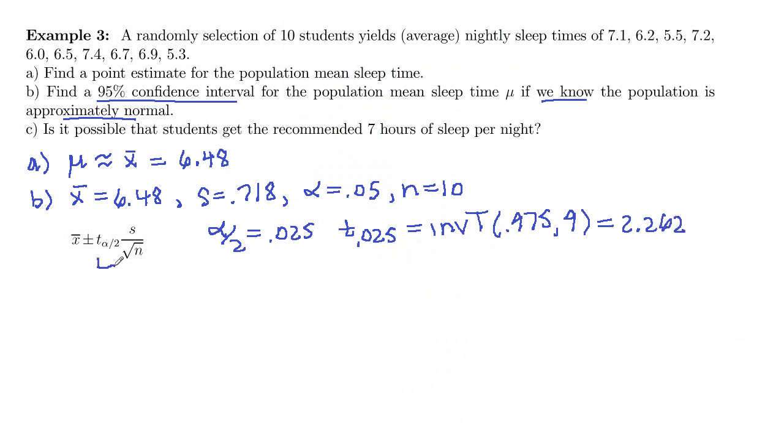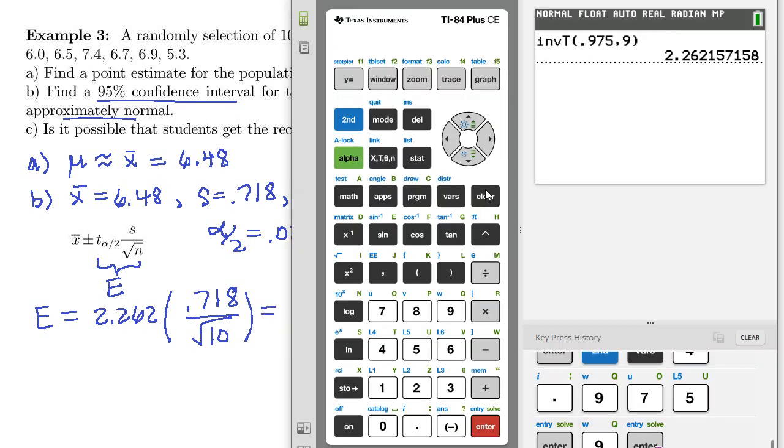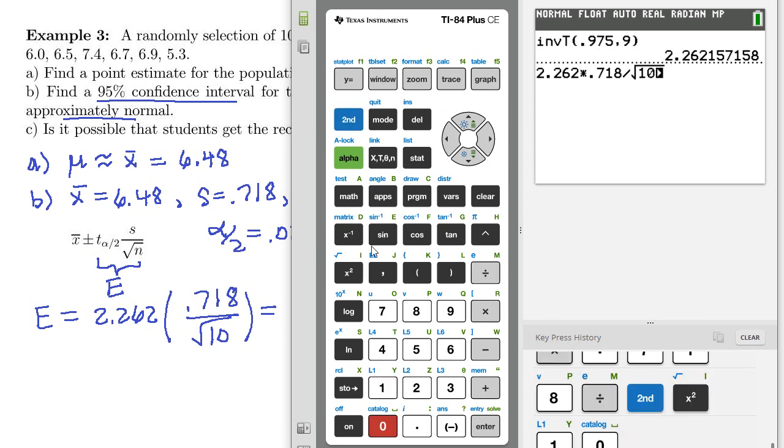So let's now find our margin of error right here. And then we'll add and subtract it from the mean. So that margin of error is going to be our t-value, 2.262, times sample standard deviation, 0.718, divide by square root of the sample size, root 10. So I'll compute that on the calculator. So we have 2.262 times 0.718 divide by square root 10.